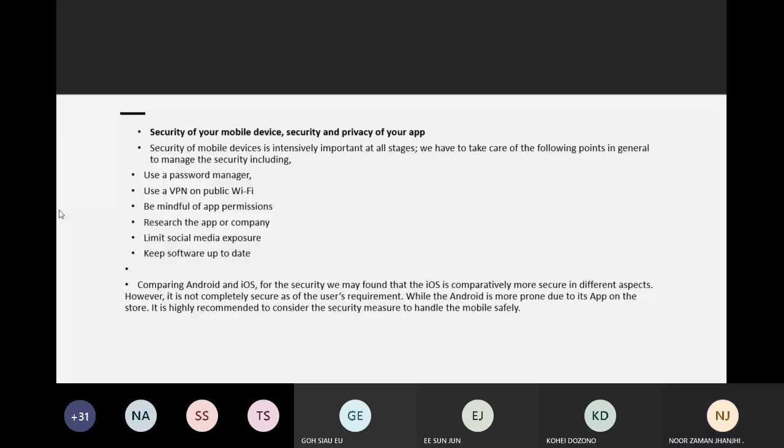Research the app and the company. Maybe you are installing an app: see which is the company, see which is the developer, see whether their contacts are there or not, see the ratings and everything.